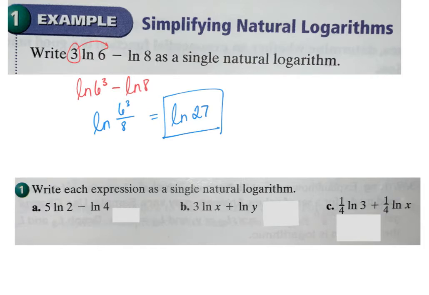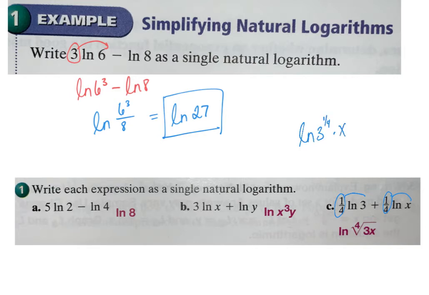Go ahead and quickly try those 3. For the last one, yes, these become the exponents for both of them. So I have ln of 3 to the 1/4. And we're going to multiply that by x to the 1/4. They are both to the 1/4 power. So that is ln of 3x to the 1/4. And remember, any fractional exponent is just a root. So that's the 4th root of 3x.